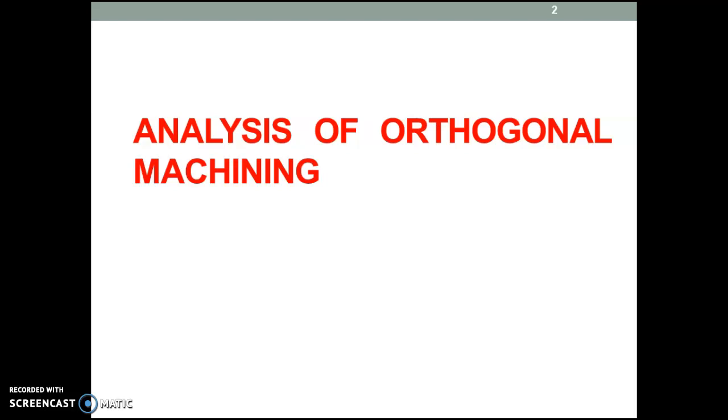Next, the types of tool materials. Next, what type of coolants you have to use. All are different types of analysis of an orthogonal machining operation. So we'll see one by one the various types of analysis, and we'll go.